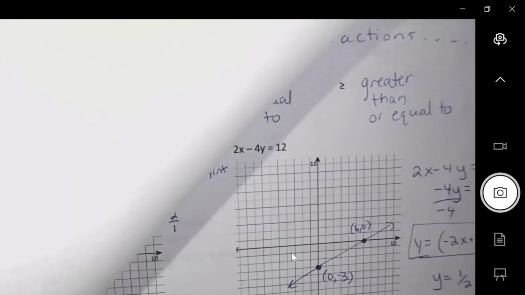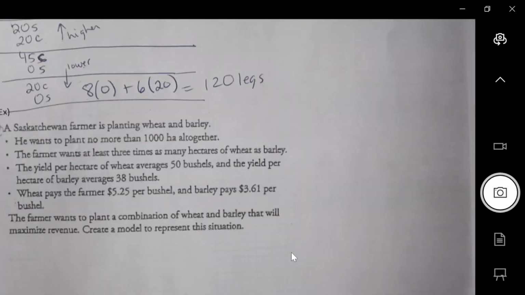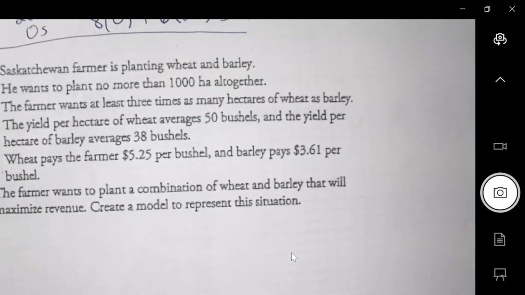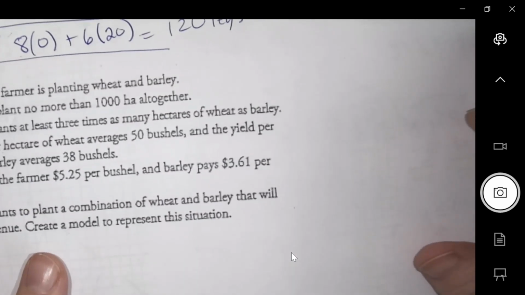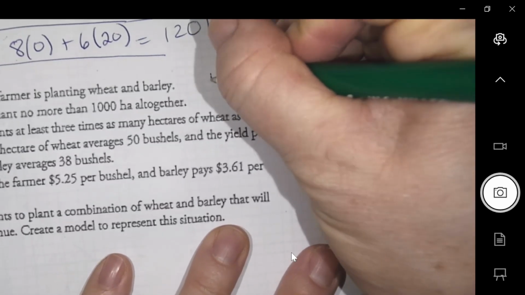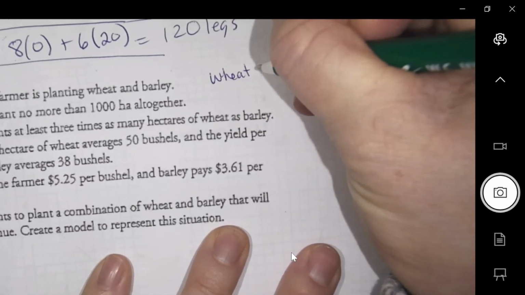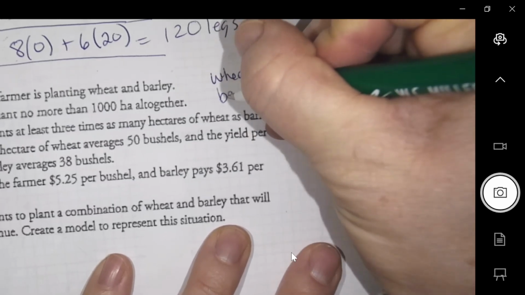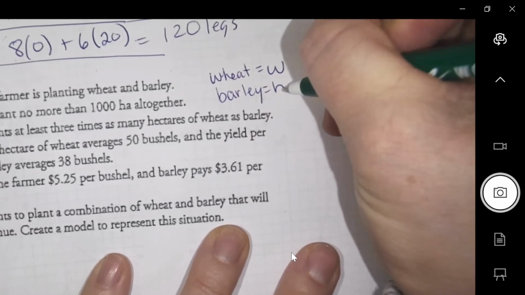All right, last question. A farmer. Okay, we are planting wheat and barley. So I'm going to define wheat with a W and barley with a B.